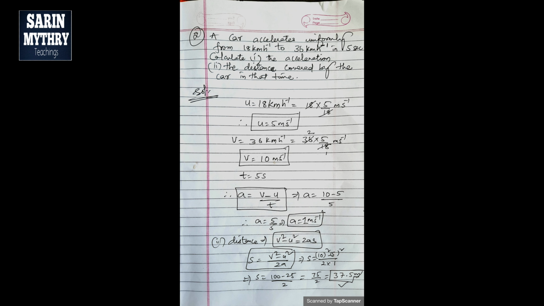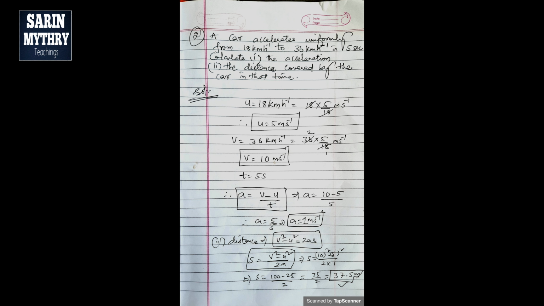The second problem is regarding a car accelerated uniformly from 18 kilometers per hour to 36 kilometers per hour in 5 seconds. We are supposed to calculate the acceleration and distance covered by the car in that time. So u is equal to 18 km per hour. If I convert into meters per second, you will get u equal to 5 meters per second. And final velocity v is equal to 36 km per hour.